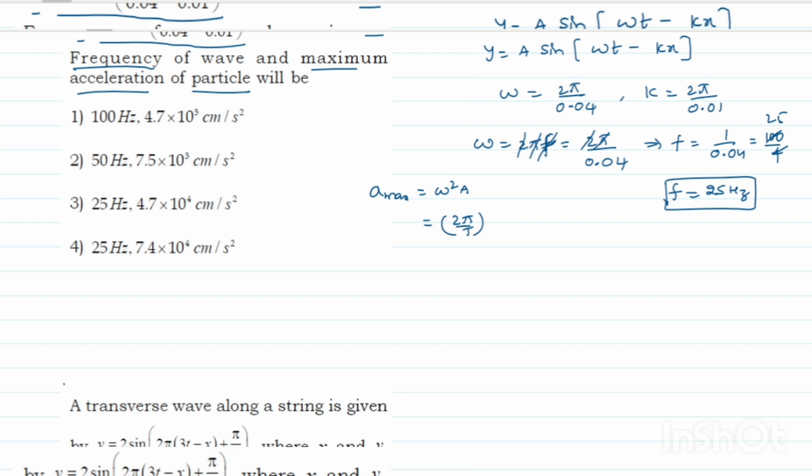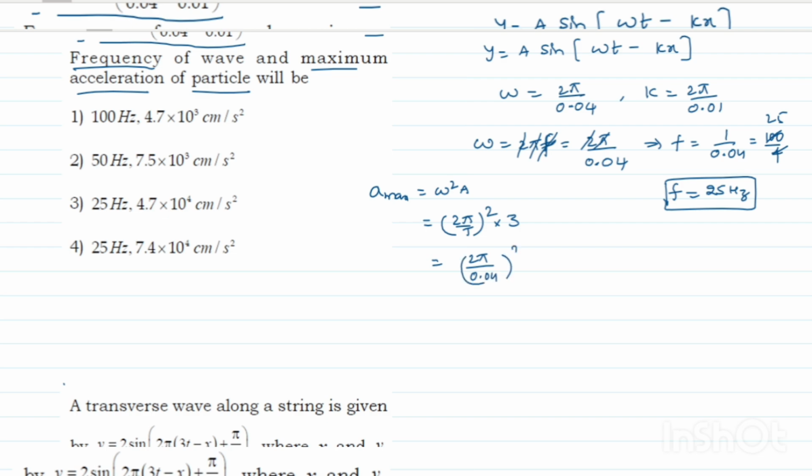2 pi by t whole square into amplitude, already you know here that value is given as 3 in the question. So just substitute this value. 2 pi times 1 by t is nothing but the frequency, so you just substitute. Here we don't know the time period, but instead of that you just substitute the frequency value. So you will be getting nearly 0.04.